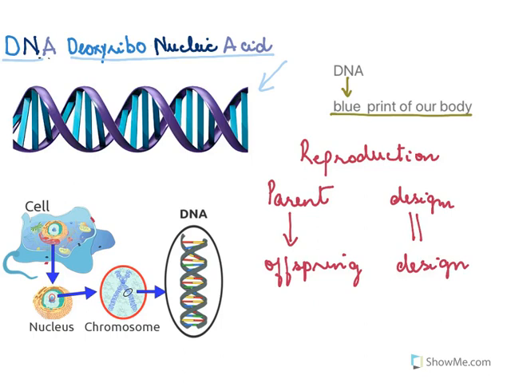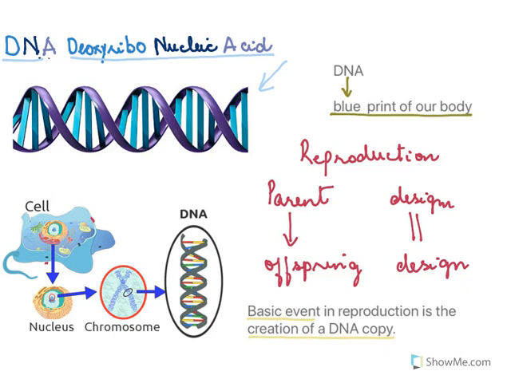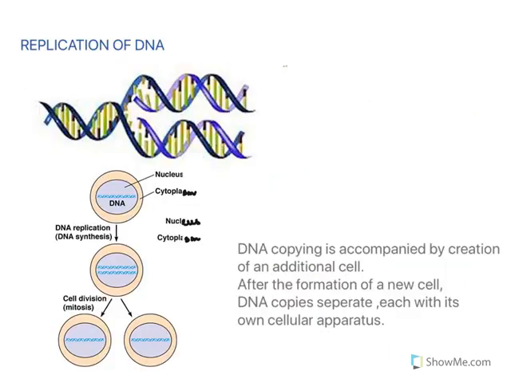Hence, it's easy to understand that for reproduction, the first step would be the replication or the copying of the DNA. So we can say the basic event in reproduction is the creation of a DNA copy. This is how the replication of a DNA takes place just before reproduction. Here is the original strand. The original strands then separate out, forming the new strands.